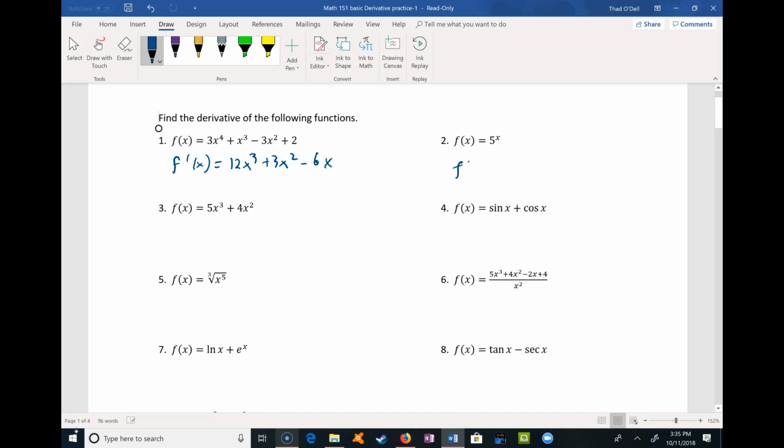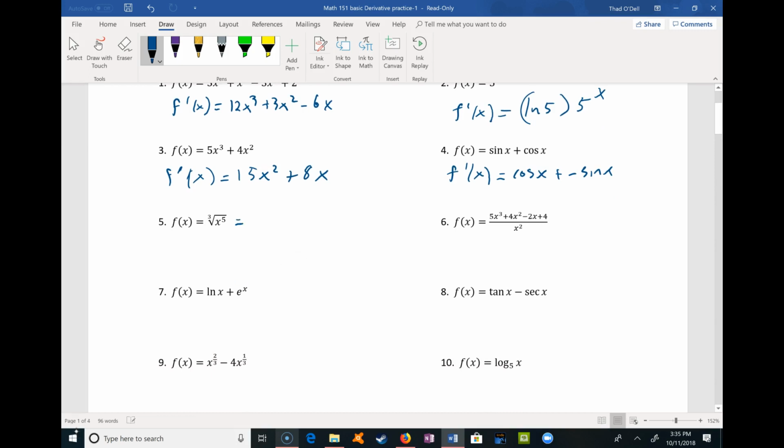Over here, this is just the exponent rule. So that's just the natural log of 5 times 5 to the x. Here's another power rule. That's going to be 15x squared plus 8x. Notice that I'm making sure to label what I'm doing so you know. This is just got to use the trig rules, the appropriate trig rules, but also because it's separated by a plus sign, I can just take the derivative of them separately. So the derivative of sine is cosine, and the derivative of cosine is negative sine.